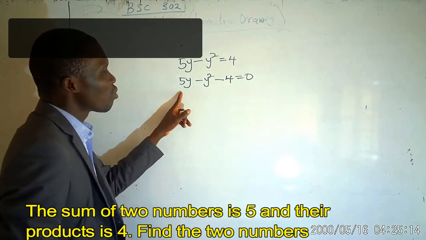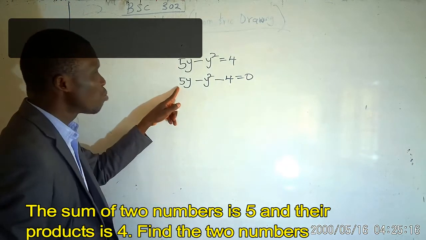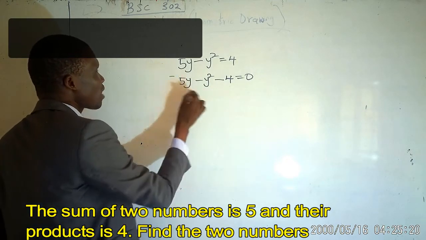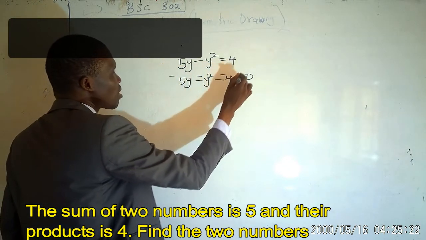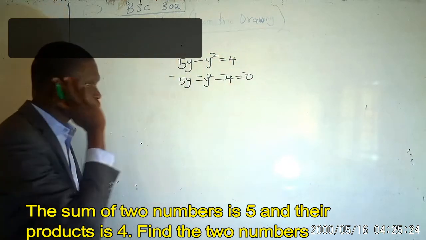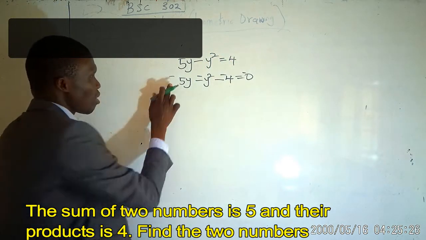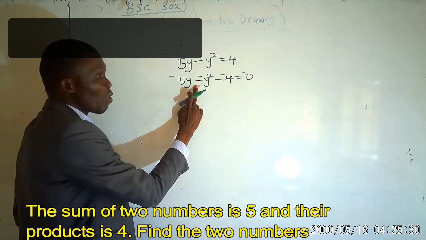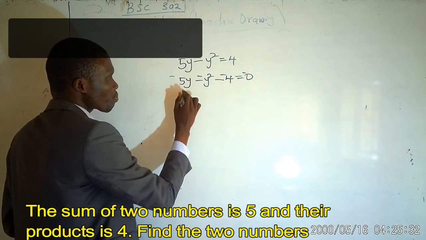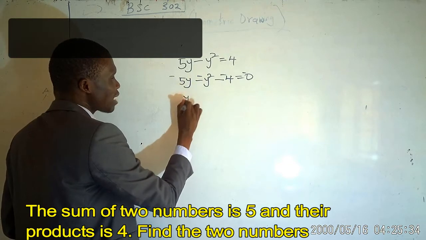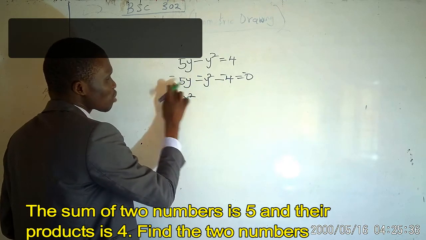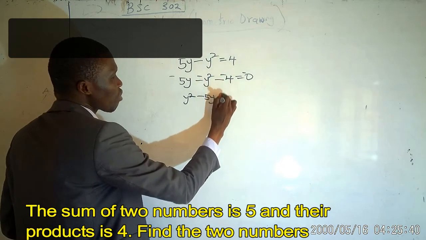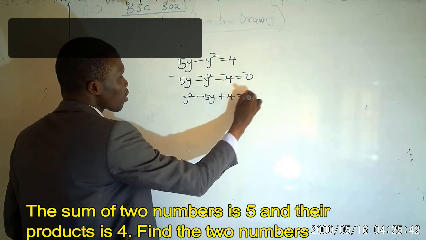Now, we need to do something here. You multiply all through by minus. This minus, minus, minus, minus. So doing this, we are going to get something. This one will give us minus times minus, we have plus. So this will give us y squared. This is minus 5y. Minus times minus will give us plus 4 equals to 0.